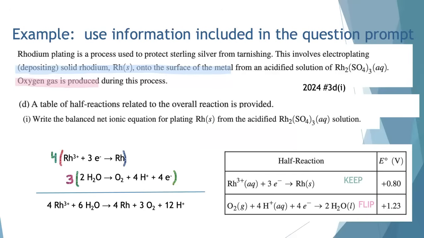But we're literally told that oxygen gas is a product, and so we need to have oxygen gas as a product. We're told that rhodium metal is a product. We need to have rhodium metal as the product.